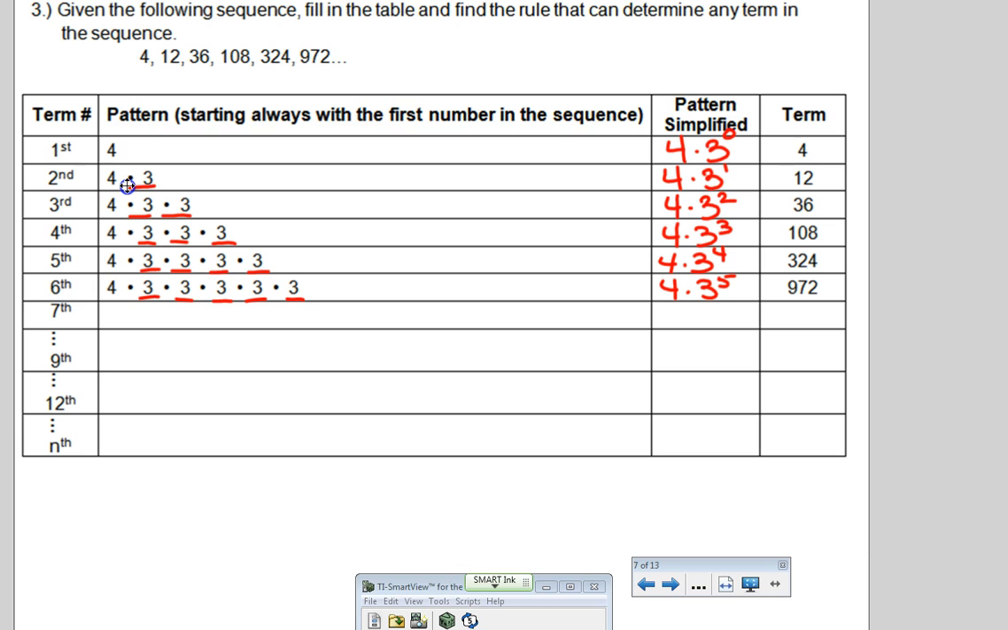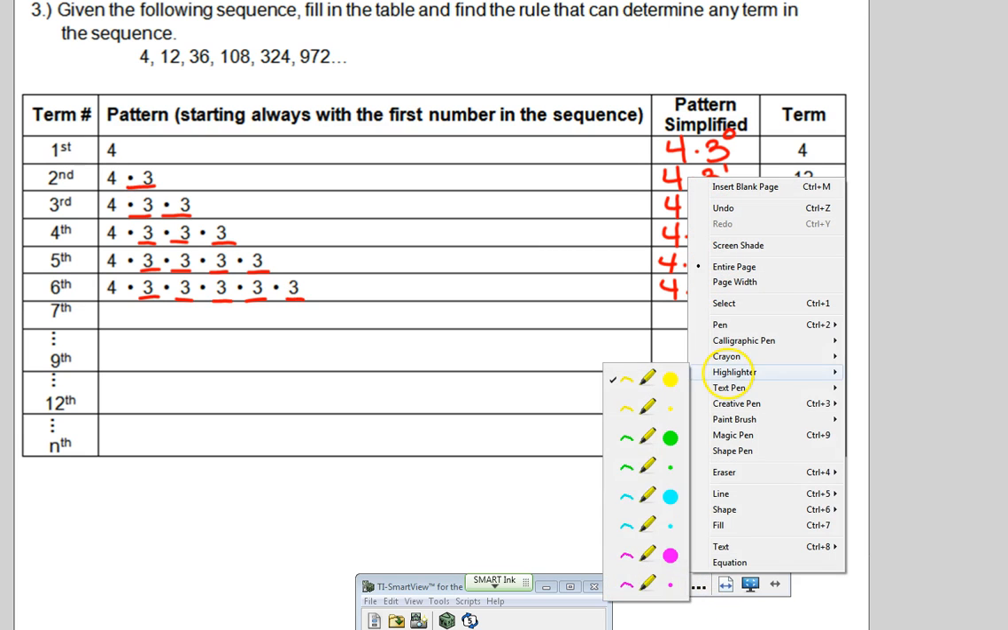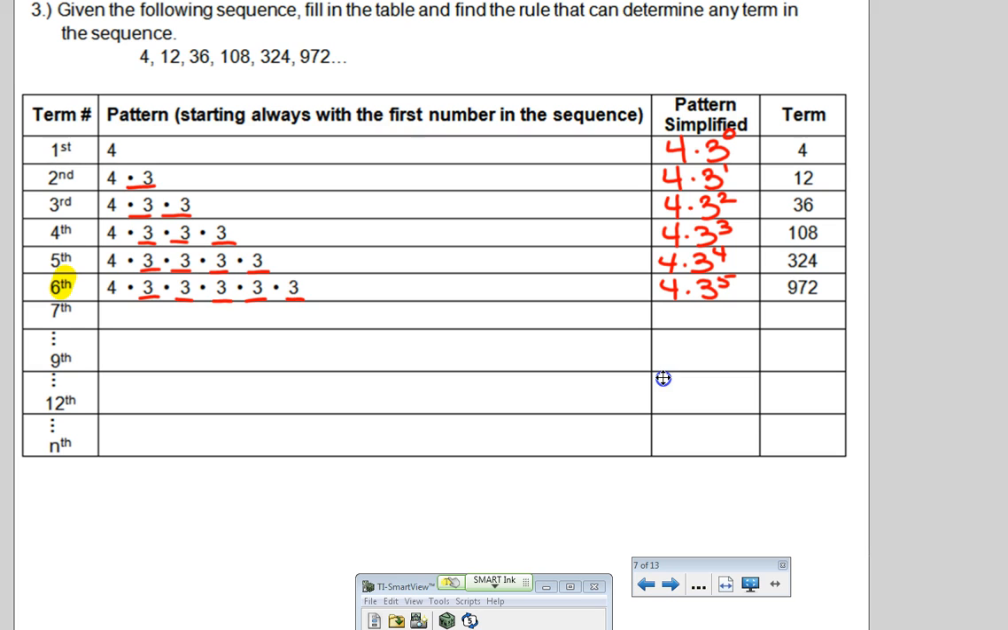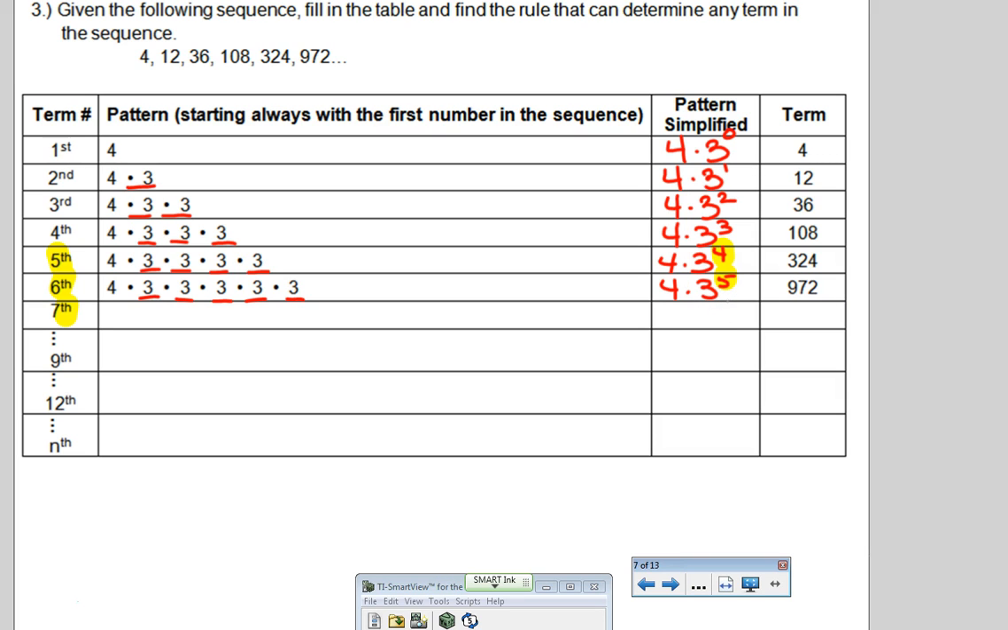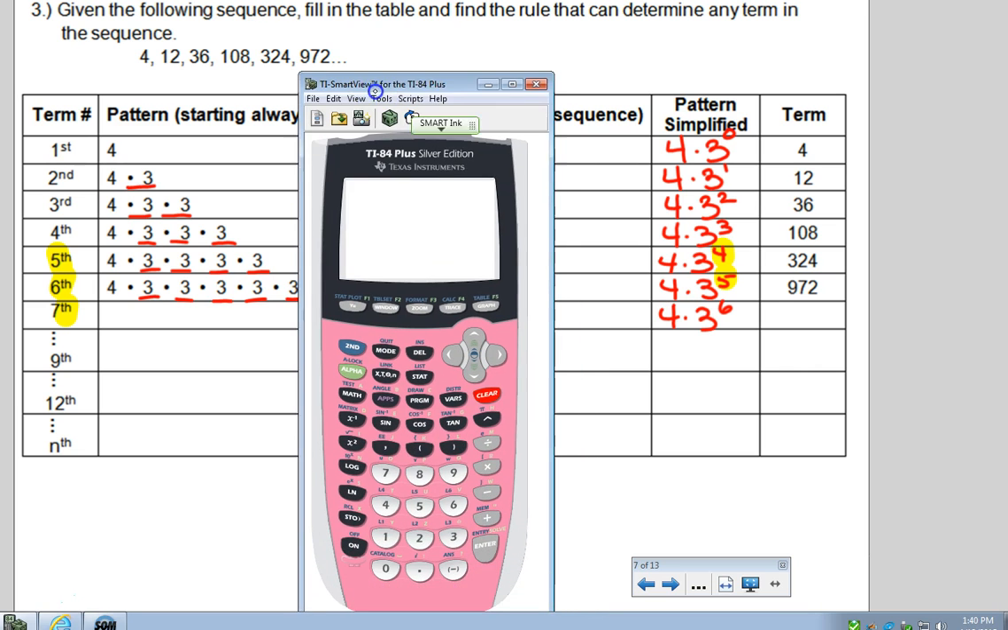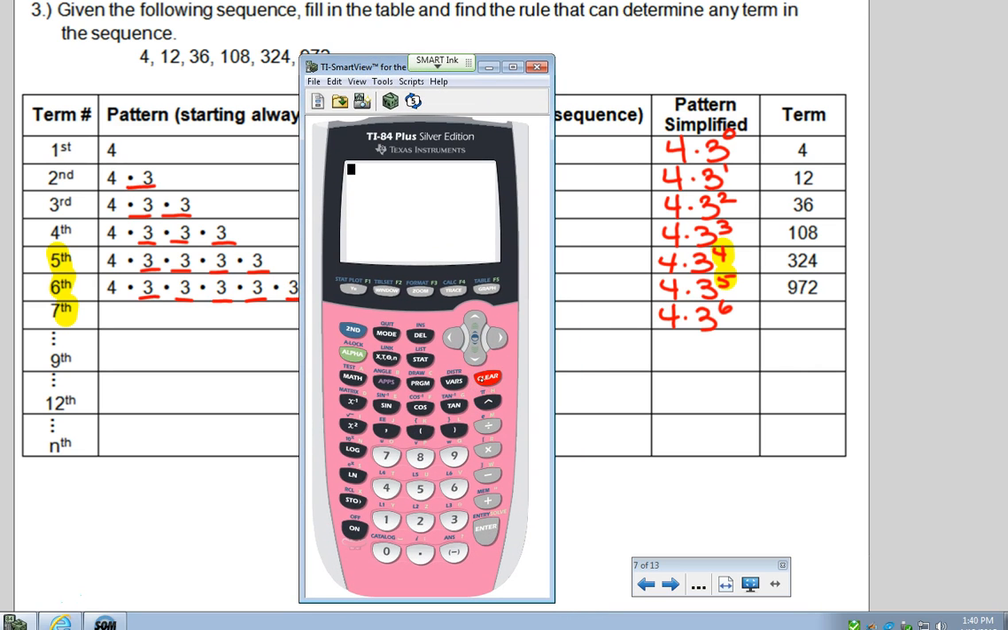So again, keep in mind what number we're on and what the number of 3's we need. So when we were on the 6th, we only needed 5. When we were on the 5th, we only needed 4. So if we want to do the 7th, then we can now figure out the pattern. You're going to have 4 times 3 to the 6th. All right, let's figure that out. Now this one was really easy because I could have just taken 972 and multiplied by 3. Or I can just do my formula, which is 4 times 3 to the power 6. And it's going to give us our same number.